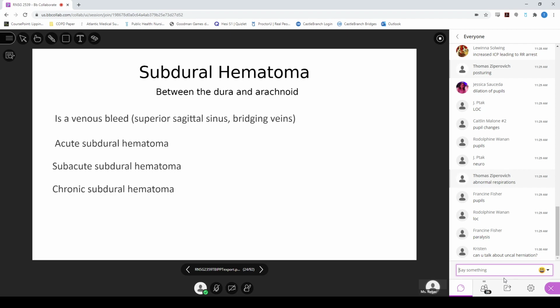Okay. So the signs and symptoms are rapidly increasing subdural hematoma. What is your number one? Yes, Jessica. If the epidural was the meningeal artery, would you say the superior sagittal sinus and the bridging veins are the initial injured area? Yeah, that's where the bleeding's at. That's the venous bleed. Okay.